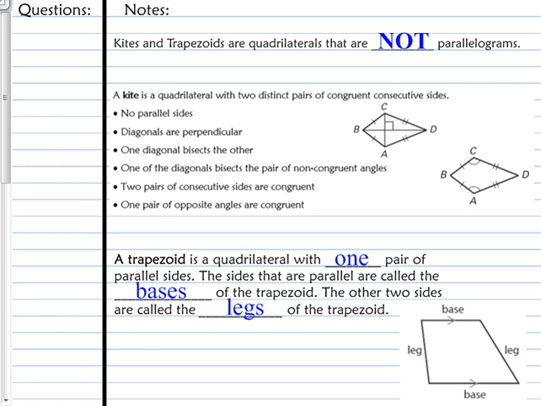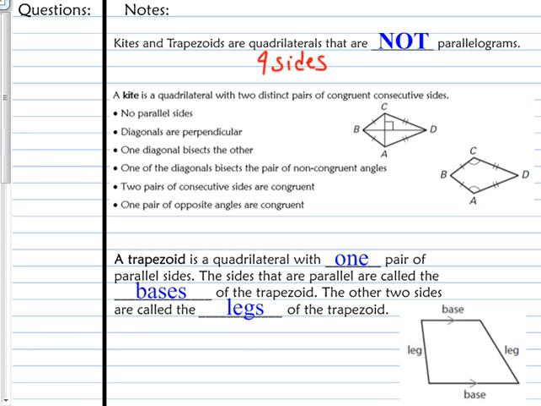As always, if you have questions, write them in the margins. And let's get started. Kites and trapezoids are quadrilaterals that are not parallelograms. So quadrilaterals have four sides, but they are not parallelograms. Let's talk first about a kite. A kite is a quadrilateral with two distinct pairs of congruent consecutive sides. So congruent, obviously they're equal. Consecutive means they're touching each other, or they're next to each other.